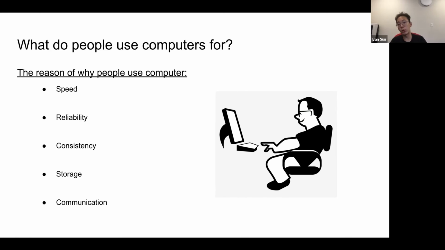Storage allows you to store your files, the important data you need, all in one place, which is very good. And communication is a plus as well because you're able to easily communicate quickly with people via email or text message. Great. So next slide.